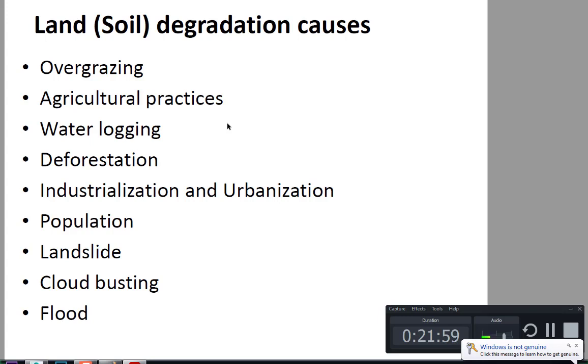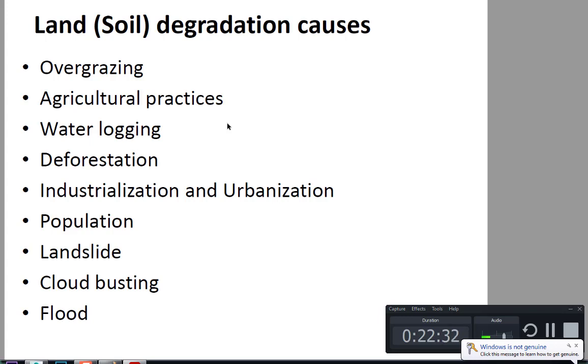And it has also been reported that the forest binds the soil. The roots of the trees also bind the soil particles. So if we cut the forest area, these particles may vanish from the land also, and the soil becomes barren, the land becomes barren also. So this is a responsible cause of soil degradation.